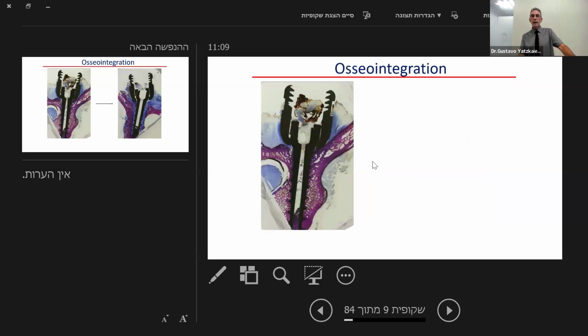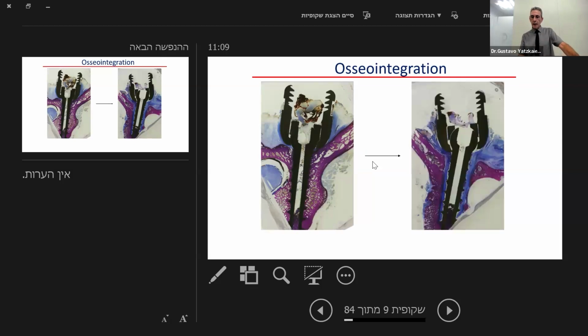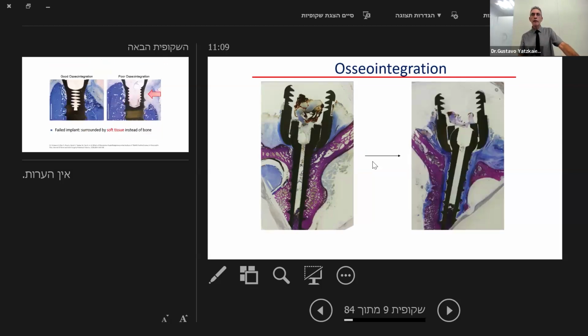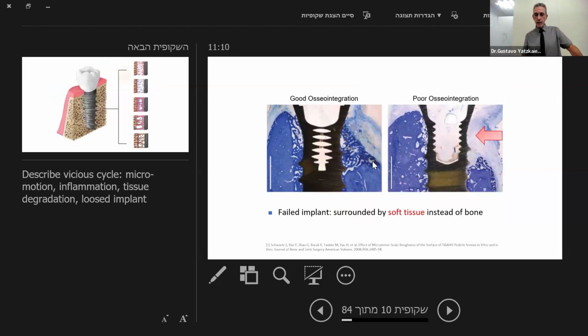We can see here in this picture research that was done in vertebrae of sheep. We can see here clearly the osseointegration achieved. On the right side, we can see in blue the fibrous integration. The same thing in humans. In the left part, the good osseointegration, and in the right part, the poor osseointegration.